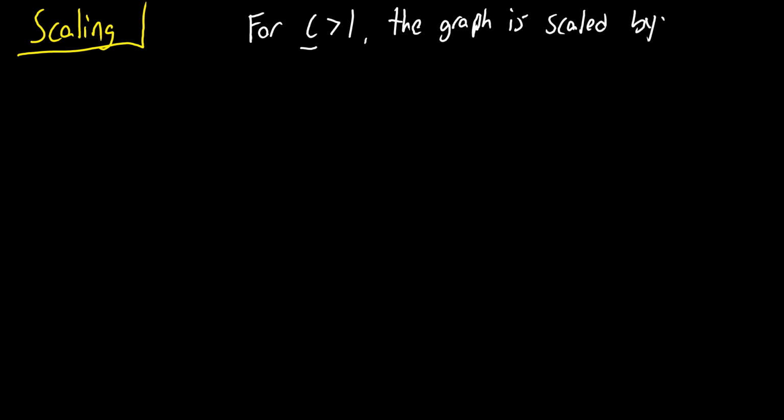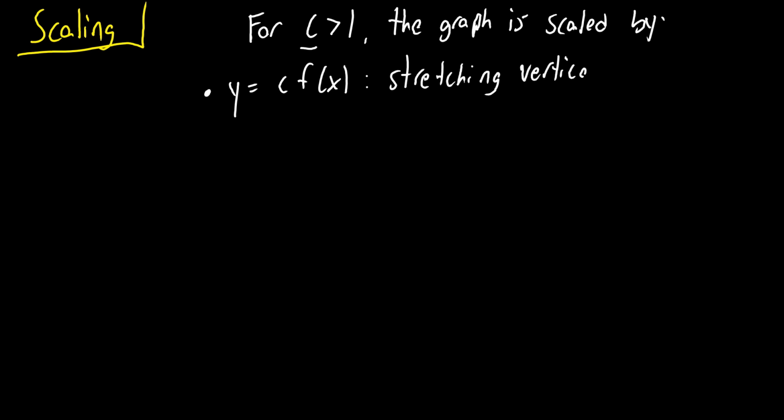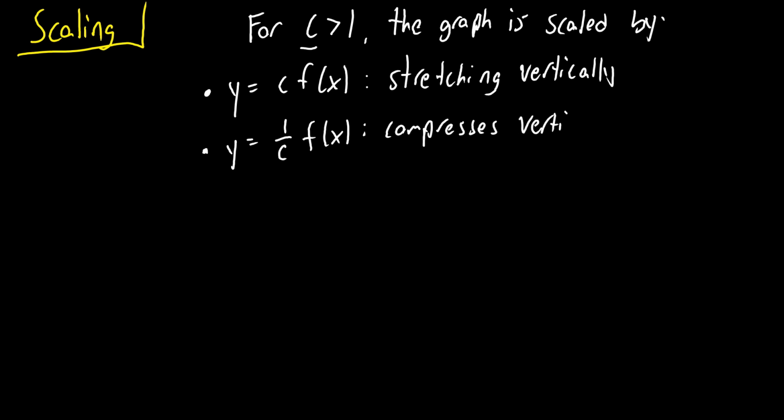Okay, so now that we set our standard here, if we have y equals c times f of x, this is stretching vertically by that factor of c. So if c was 2, it'll stretch by a factor of 2. And now we're going to have y equals 1 over c times f of x. And this is the opposite. This compresses vertically by that factor of c.